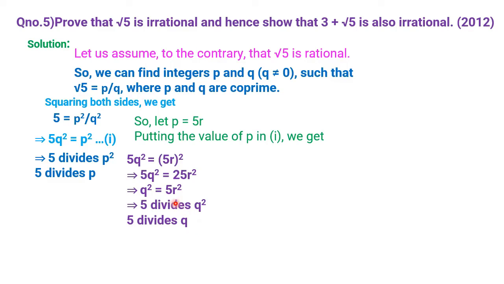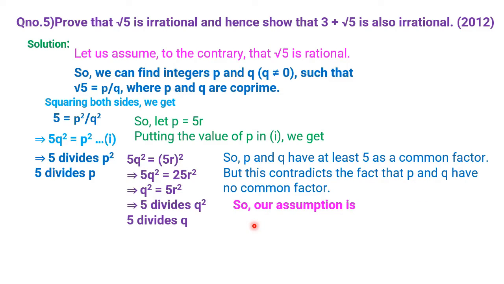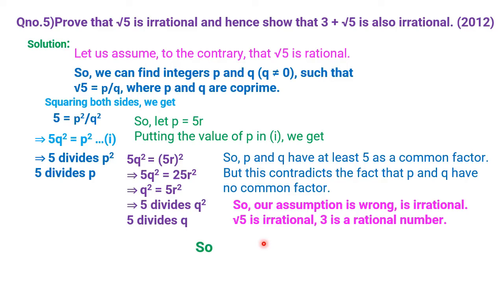5 divides q square. That means 5 divides q. So p and q have at least 5 as a common factor. But this contradicts the fact that p and q have no common factor. So our assumption is wrong. Square root of 5 is an irrational number and we know that 3 is a rational number. So we conclude that 3 plus square root of 5 is irrational.